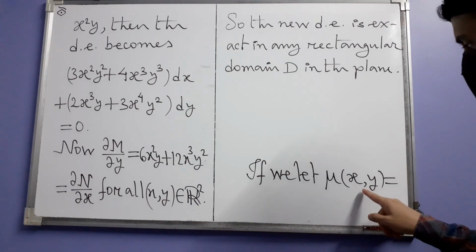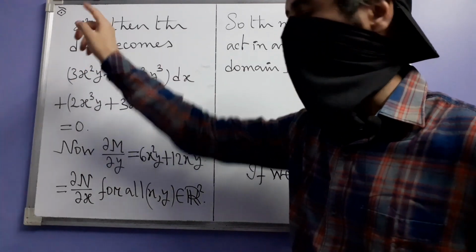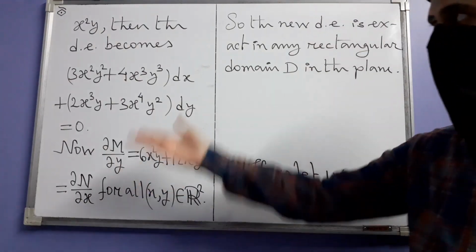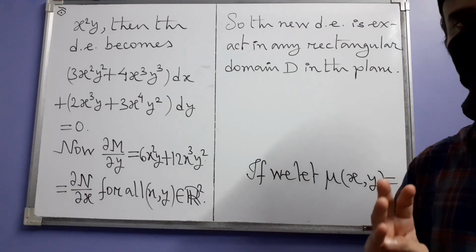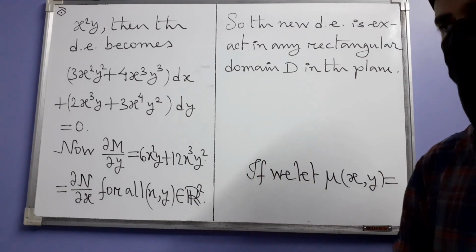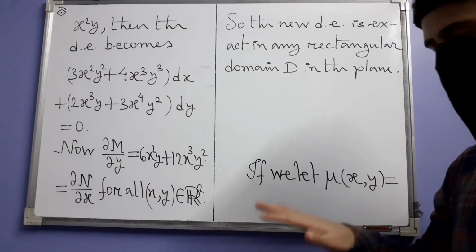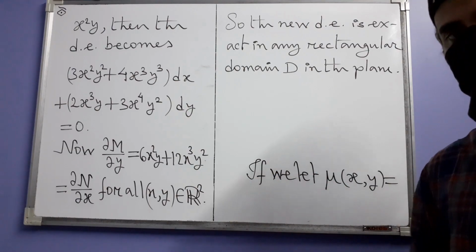For example, here we seem to have just magically thought of this x square y. Where is this x square y coming from? How do we first of all know that it exists? And then how to find it? So these questions won't be answered at this stage. We will address them later.